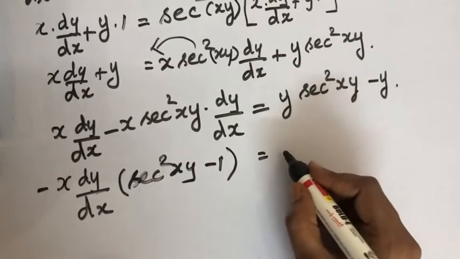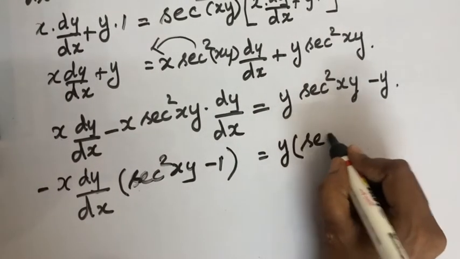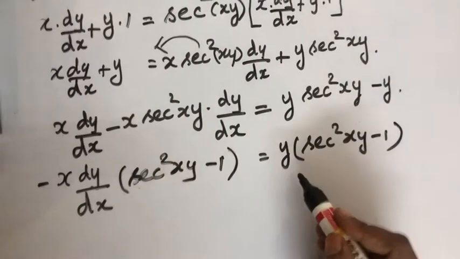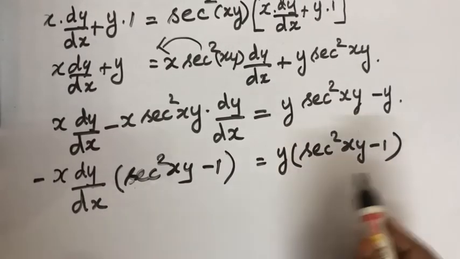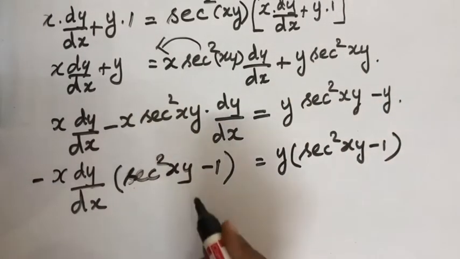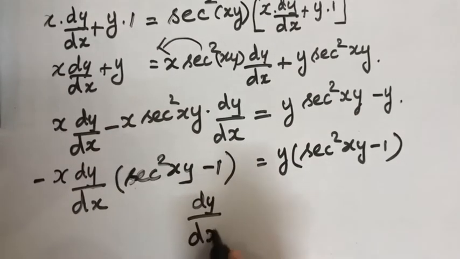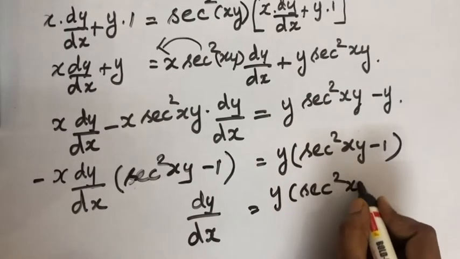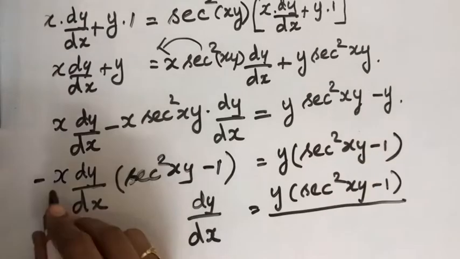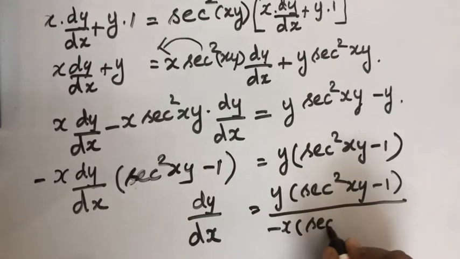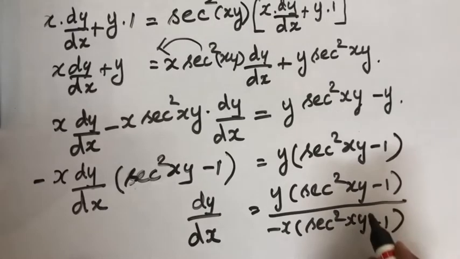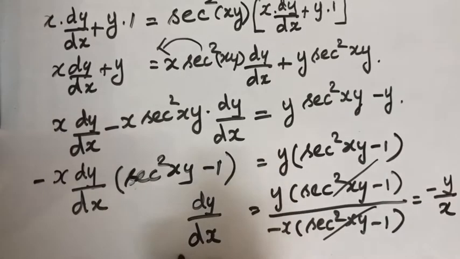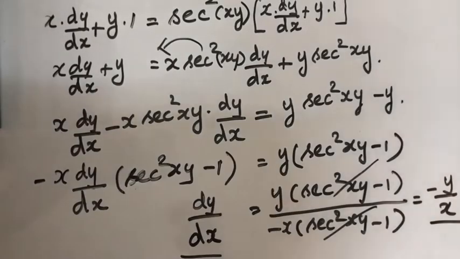Is equal to, here I take y outside, secant square xy minus 1. Here secant square xy minus 1 and here secant square xy minus 1, we can simplify that. But before that, I keep dy by dx on my left and I'll bring all the terms together. That is y into secant square xy minus 1 divided by minus x into secant square xy minus 1. We can cancel them. That is equal to minus y by x. So, dy by dx is equal to minus y by x.